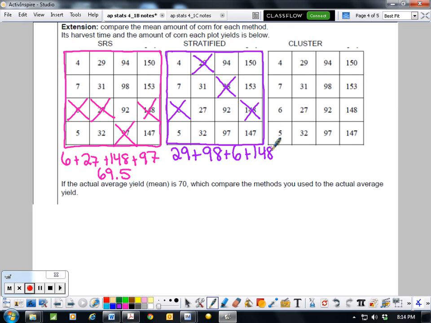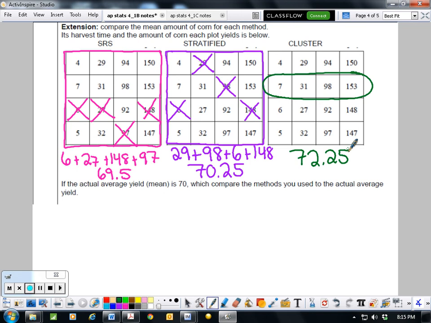So 29, 98, 6, 148. I divide by 4, 70.25. Now we're going to go to our last one, and that's where we took the whole row. That was our cluster. So 7 and 31 and 98 and 153. We divide by 4, 72.25.